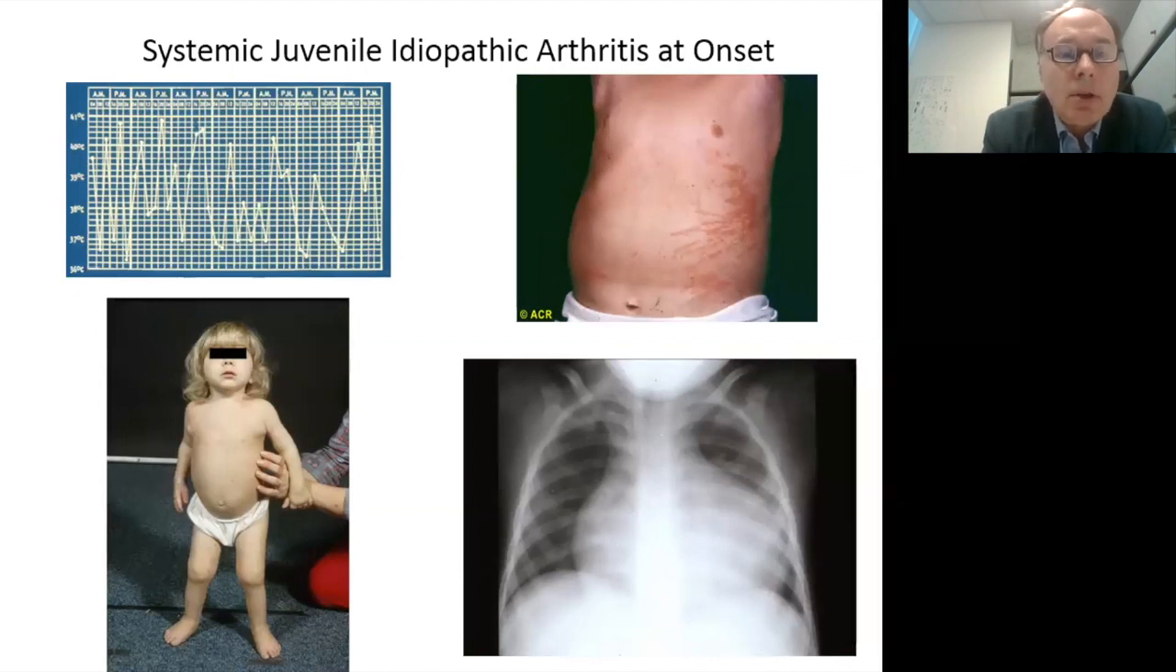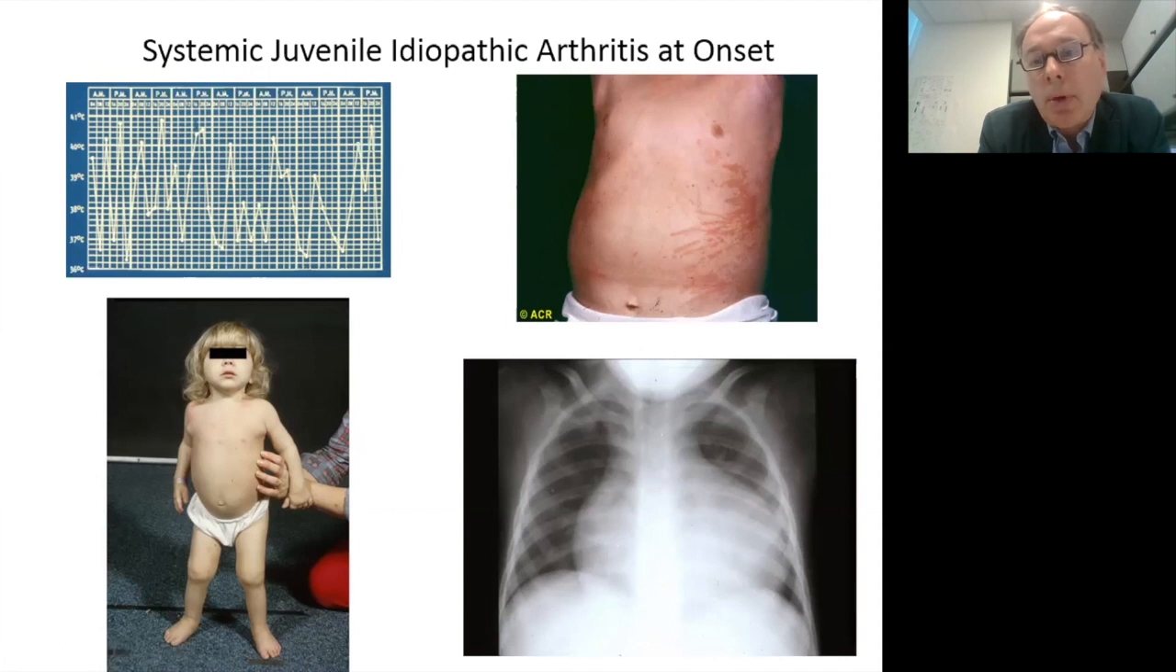The most classic feature is spiking fevers. If you look at this particular panel here, you see 2 fever spikes per day. Some patients have 1 fever spike per day. These fever spikes typically occur at the same time of the day. And in between the fever spikes, the temperature usually returns back to the normal range, or occasionally even goes below the normal range. These patients almost always develop a very characteristic rash, which is shown in this particular example.